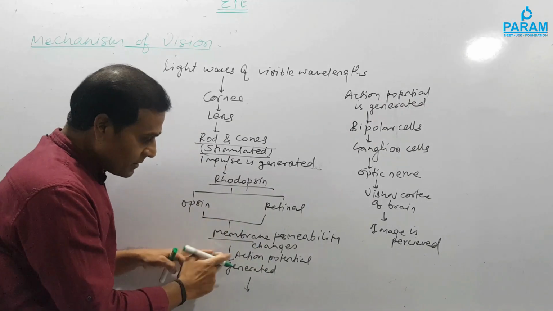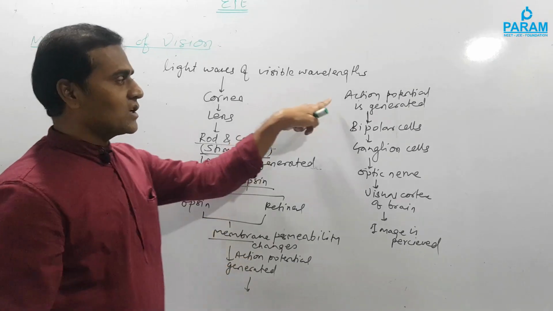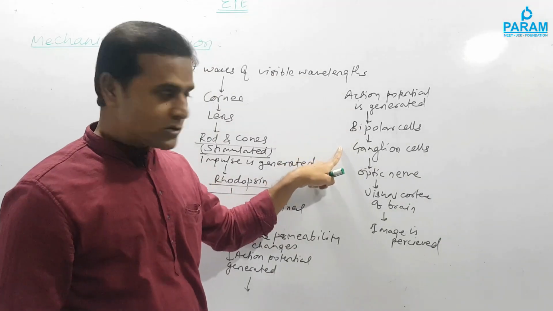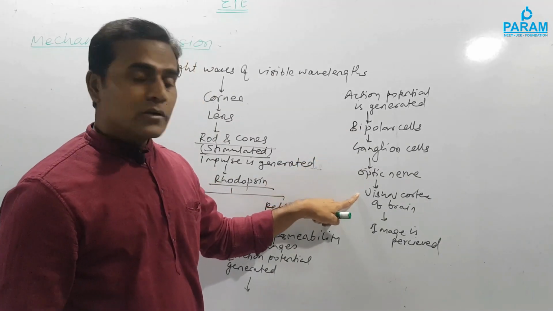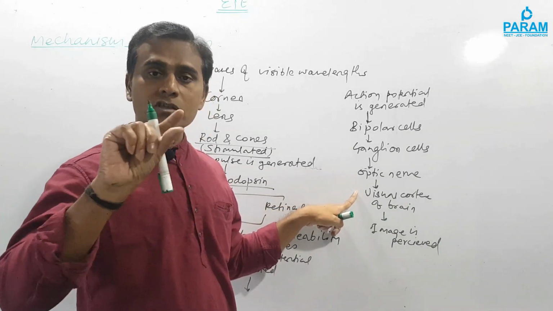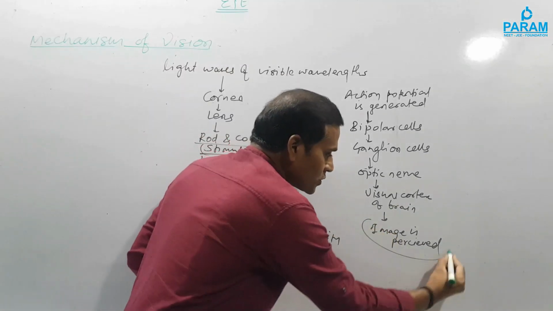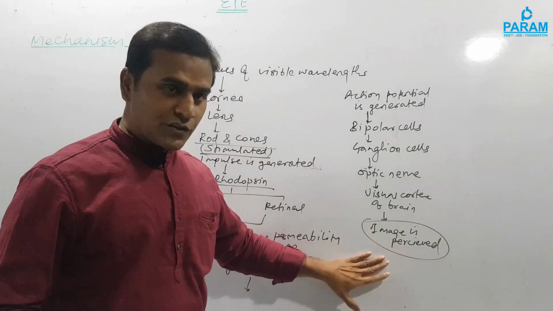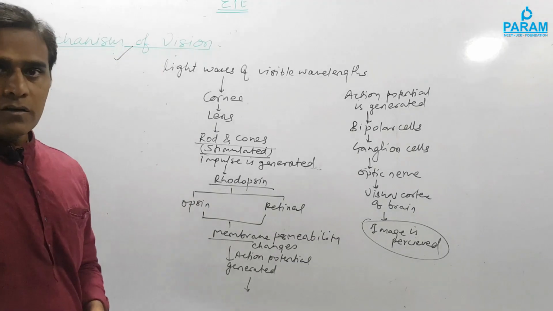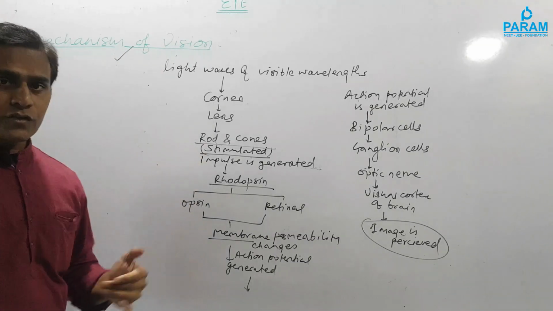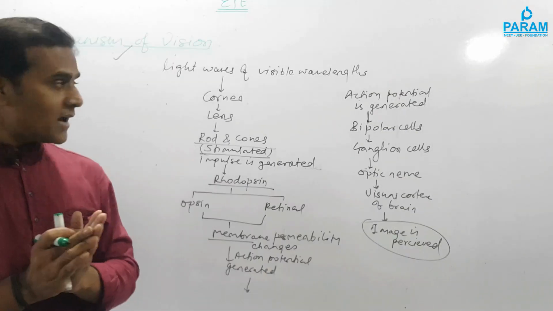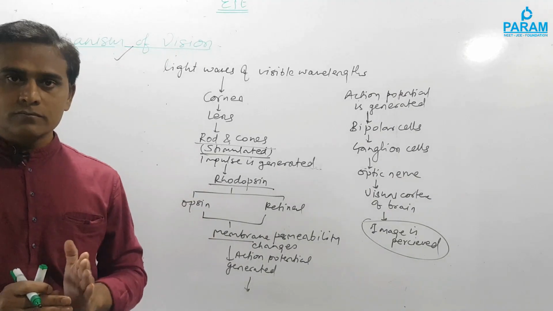As the membrane permeability changes, action potential is generated, and this action potential then passes to bipolar cells, then to ganglion cells, and through optic nerve it is passed on to the visual cortex of your brain, that is occipital lobe, and image is perceived. And this is how image is perceived, and this is about the mechanism of vision, right? So we have finished the structure of eye, then various functions performed by different regions of eye, and mechanism of vision. Thank you.